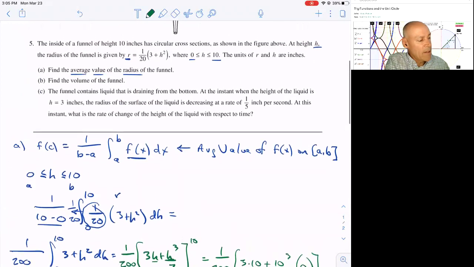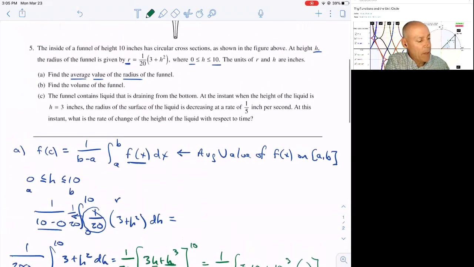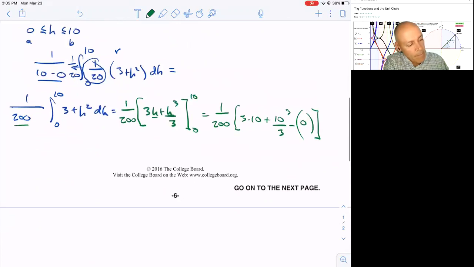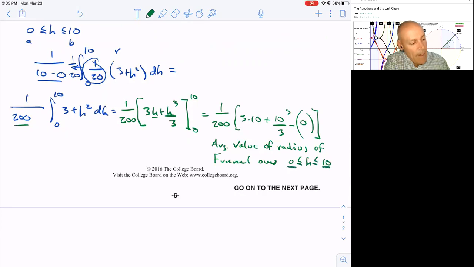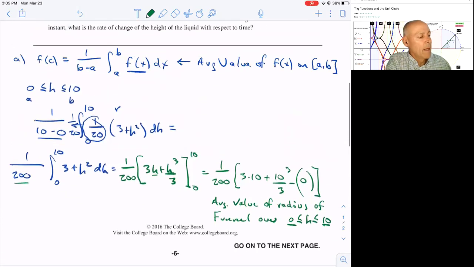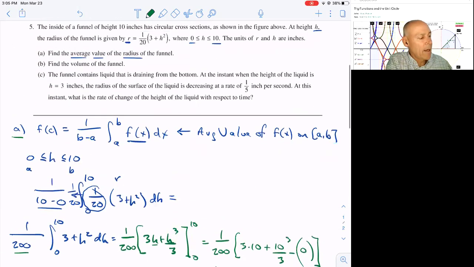So that is the average value of the radius of the funnel over our interval, height of 0 up to a height of 10. Okay, not too bad. Confidence builder.